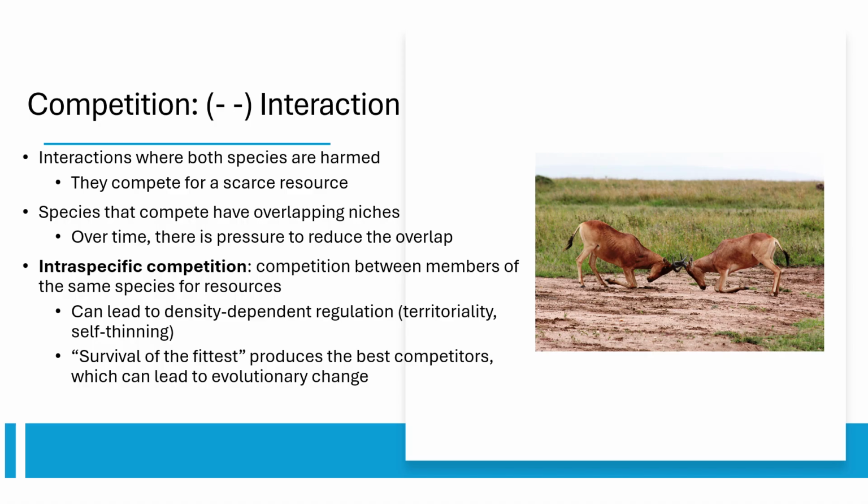You can have intraspecific competition. This is when members of the same species are competing for the same resource. This can be caused by density-dependent regulation. For example, you have two organisms that compete for the same territory, or you have two organisms that compete for the same mate. Only the fittest will survive.